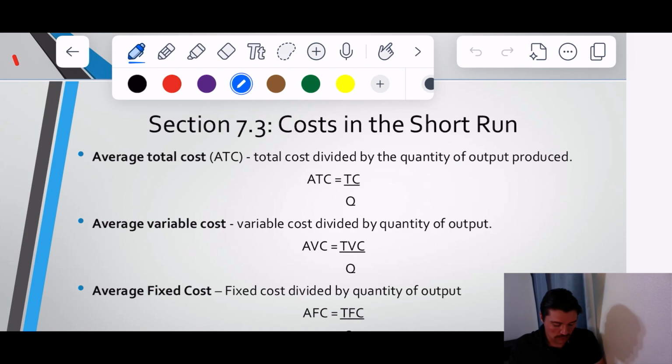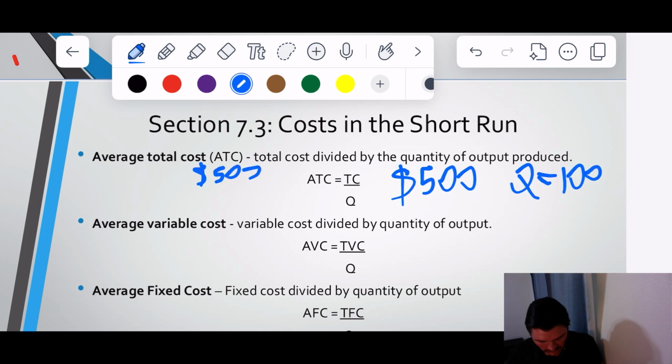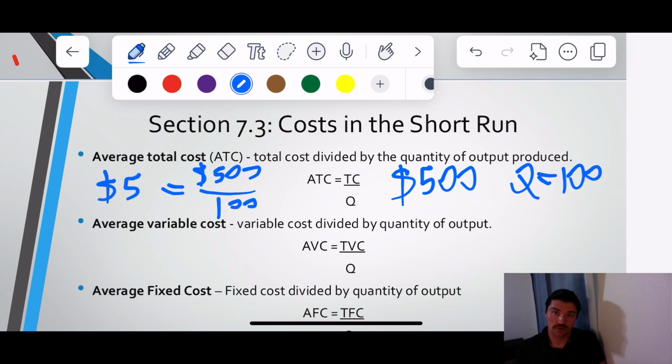Okay, so average total cost is pretty straightforward. You are just going to look at the total cost that you're producing. So you'll look at the total cost and you'll divide it by the quantity. For example, let's say you're producing 100 t-shirts and your total cost is 500. You would take the 500 and divide it by 100, and that would equal 5. So on average, the average total cost of a shirt is $5. Okay, total cost divided by quantity.